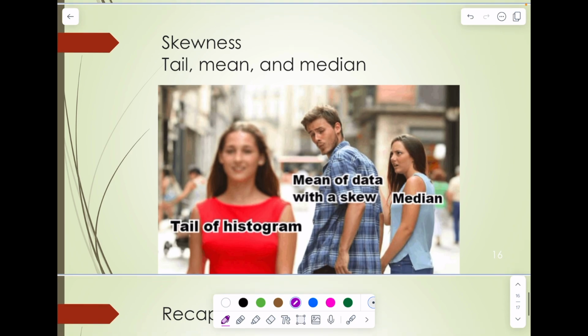Okay, here's a little something that might help you to remember which way the mean goes. So the mean skews towards the tail of the histogram.